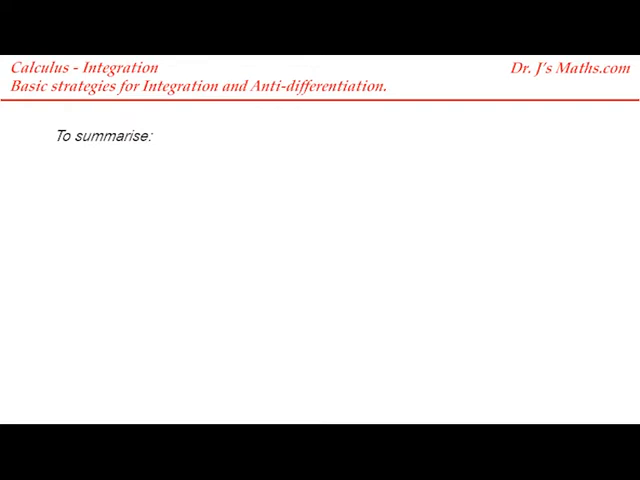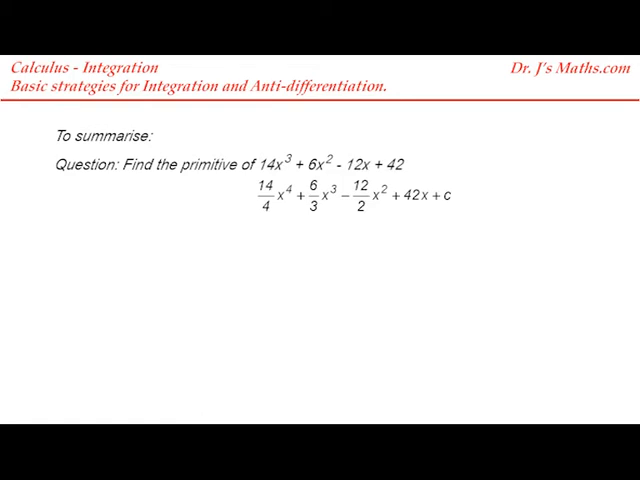So to summarise, we have a question: find the primitive of 14x cubed plus 6x squared minus 12x plus 42. We have 4 terms and we just repeat the same basic steps 4 times. So 14 we write down, x, add 1 to the index, 4, divided by the new index, 4, plus 6x, add 1 to the index, makes it a 3, divide by 3, minus 12, x to the 1 plus 1 is 2, so divide by 2, plus 42x plus the constant term.